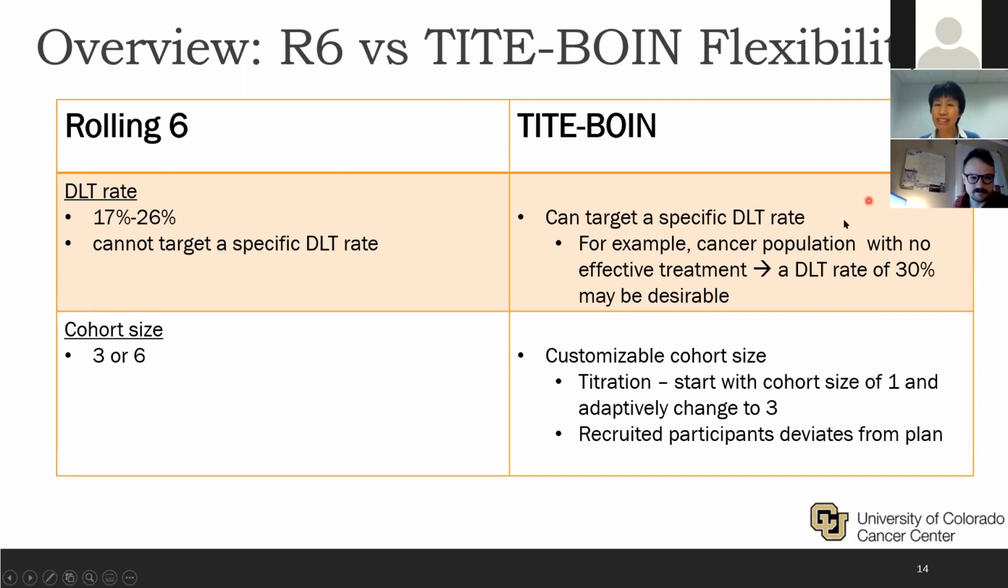The time-to-bound design allows customizing the cohort size. For example, if we use the accelerated titration method, we can start with a cohort size of 1, and then we gradually, or adaptively, change the cohort size to 3. And the time-to-bound design also allows deviation from the plan. For example, if the plan is to have a cohort size of 3, however, due to some reason some patients are lost to follow-up, then it's no problem for the time-to-bound design. So it's very flexible.